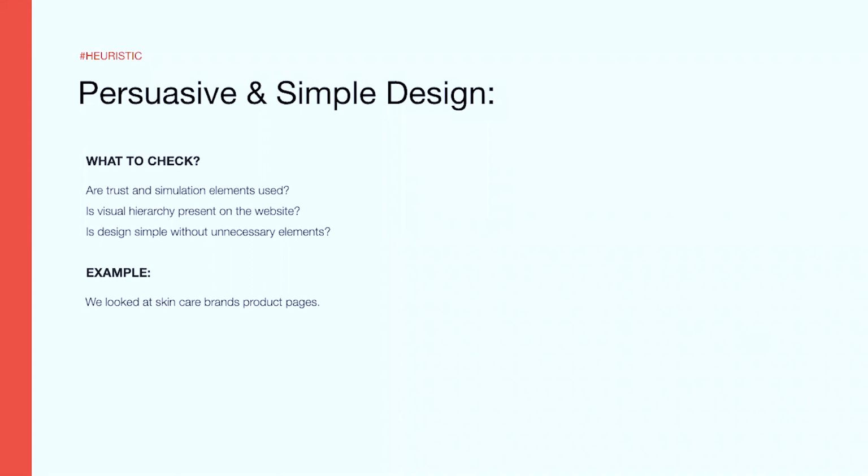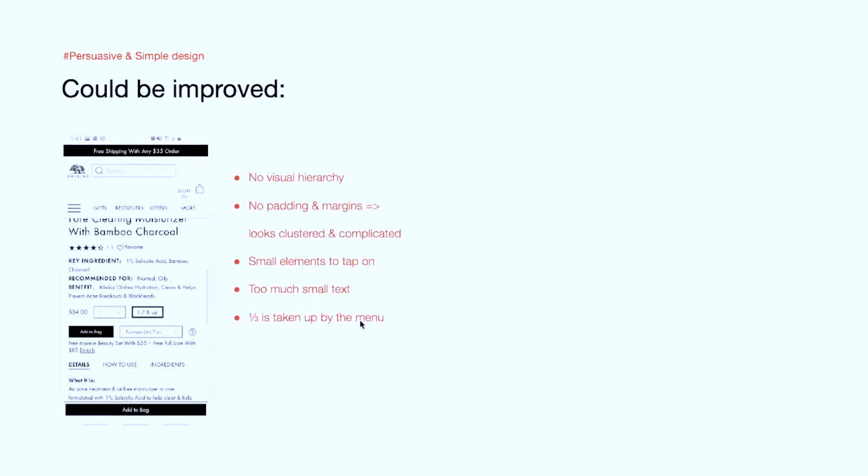The next section we check is whether design on the website is simple and persuasive. Basically, here we compare the website against CRO best practices, and we evaluate whether the website has visual hierarchy, whether you use social proof, scarcity elements, and any other design principles that might be useful in such cases.